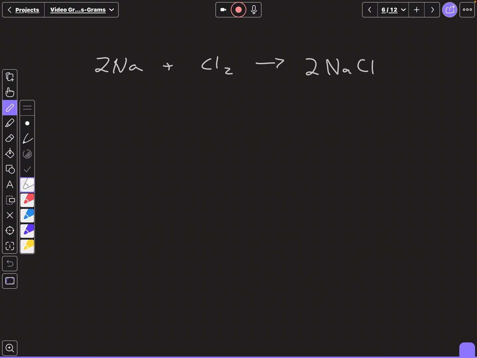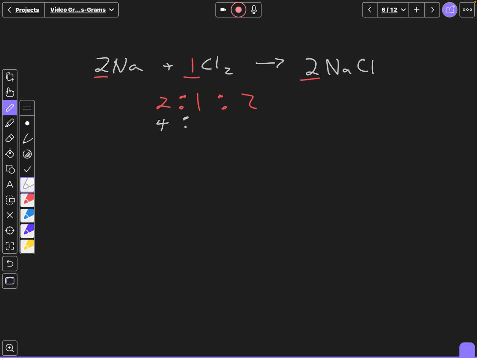If I know the amount I start with of a reactant, like in this reaction right here, it says that 2 moles of sodium reacts with 1 mole of chlorine gas to produce 2 moles of NaCl. This is the smallest whole number ratio of how these elements combine based on moles. It's a 2, 1, 2 ratio.